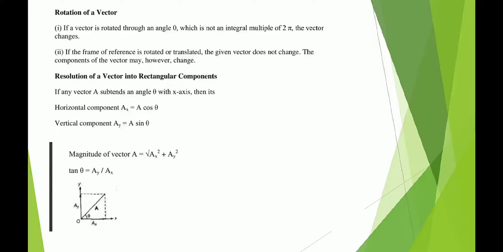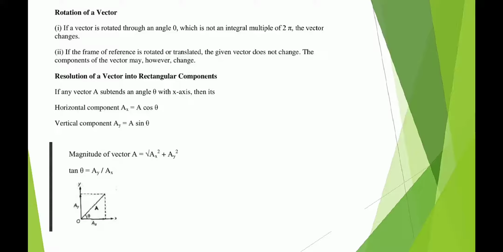Rotation of a vector. If a vector is rotated through an angle theta, which is not an integral multiple of 2 pi, the vector changes. Second case, if the frame of reference is rotated or translated, the given vector does not change. The components of the vector may, however, change.